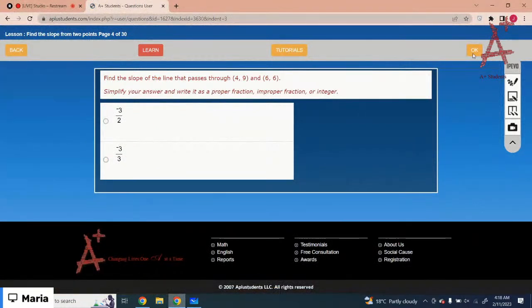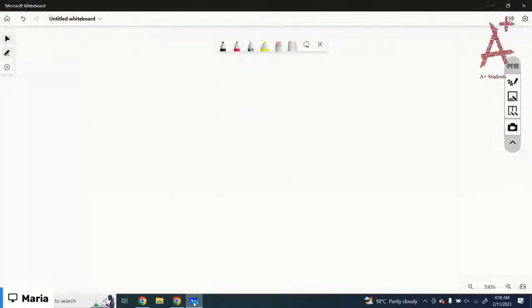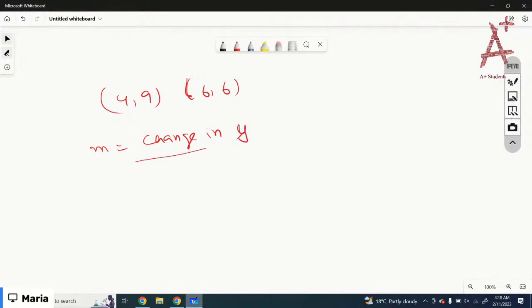Okay, the next one is find the slope of the line that passes through the points 4, 9, and 6, 6. So the points are 4, 9, and 6, 6. Got it? So you just have to calculate the slope. So slope is m equals change in y divided by change in x. Got it?